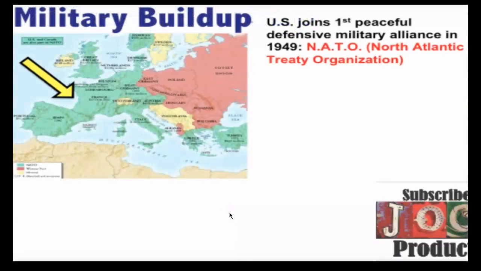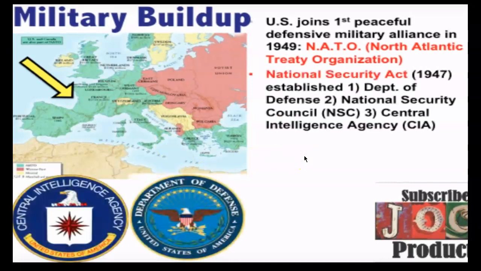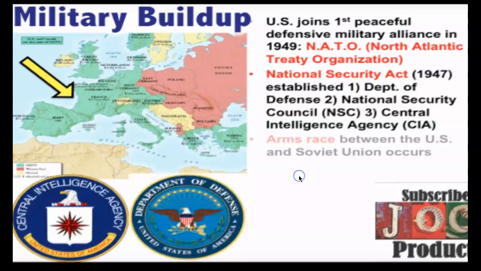The military buildup continues. The United States joins NATO. NATO was founded. It was known as the North Atlantic Treaty Organization. This was a military alliance founded by the United States and the Western European allies. It was an act of collective security and also a way to contain communism throughout Europe. The National Security Act was passed in the United States. This established our current Defense Department, our current National Security Council. The CIA, the Central Intelligence Agency, was founded.